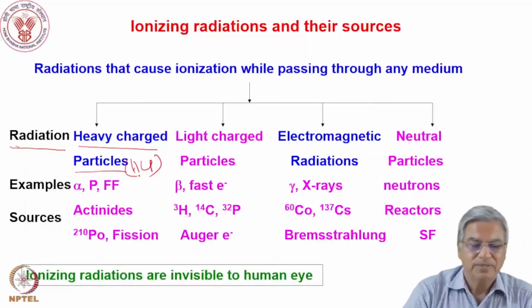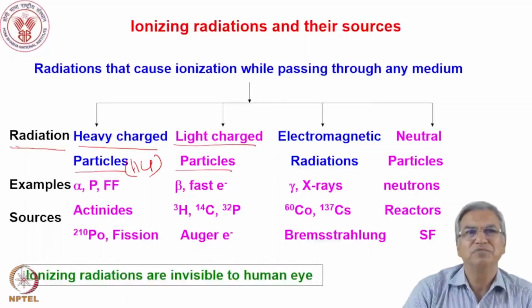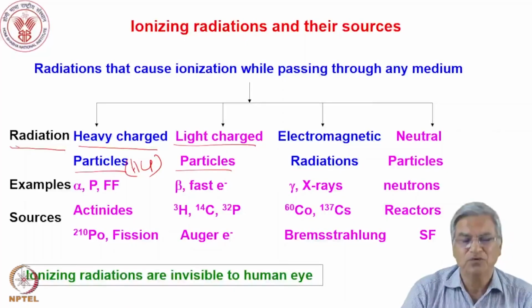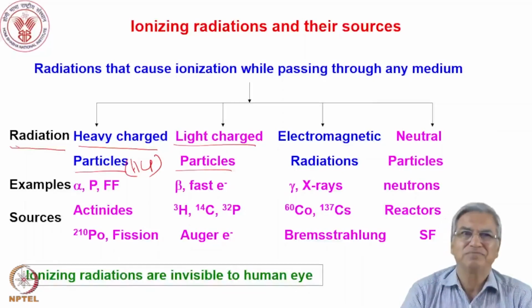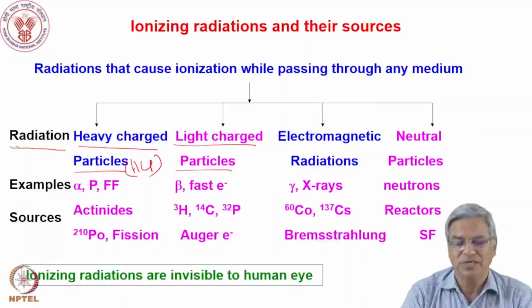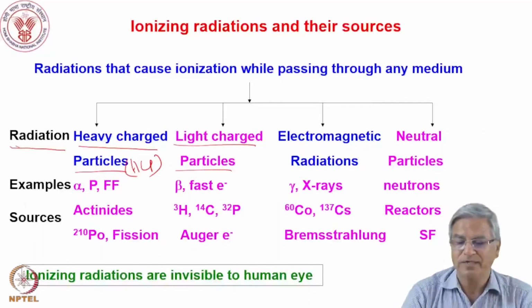Then we have the light charged particles like electrons and positrons. Even the beta particles will come in that category. Even Auger electrons will come in that category. So these are charged particles but light. They are not nuclear particles. They are extra-nuclear particles.